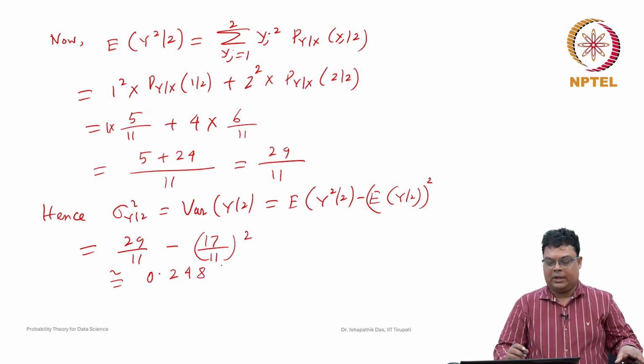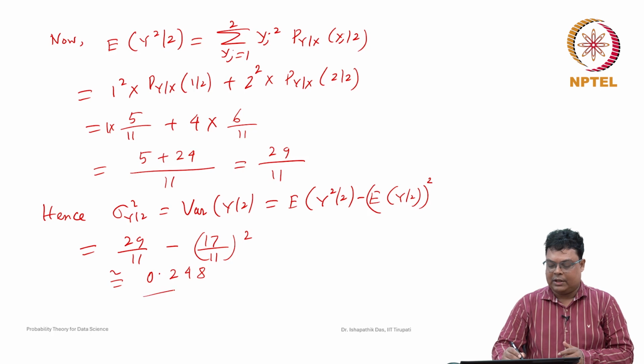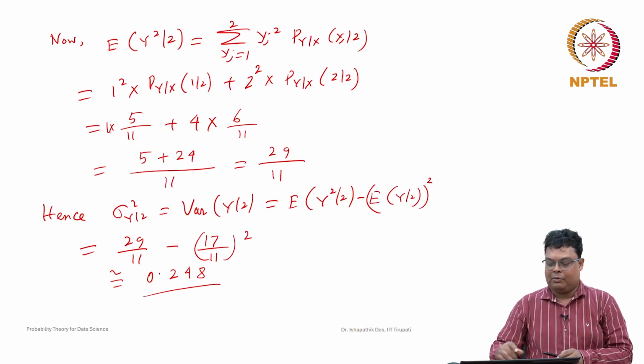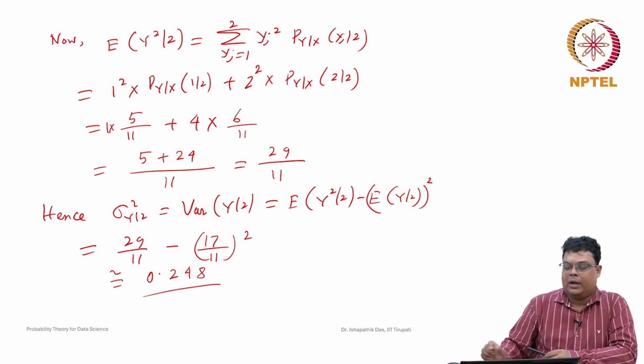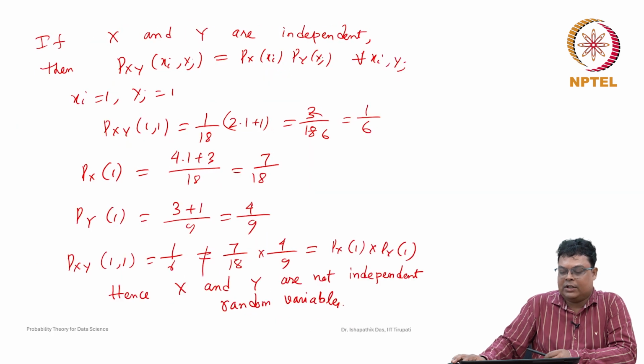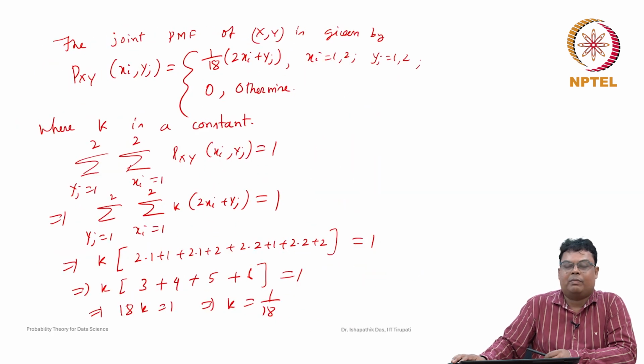So we just have to know the method. The final computation you can do by calculator, but without knowing how to find the conditional mean and conditional variance, you cannot come up to these steps. After that it is just simplification. I hope you have understood it. So for finding the conditional mean and conditional variance, you need to first find the conditional probability mass function.